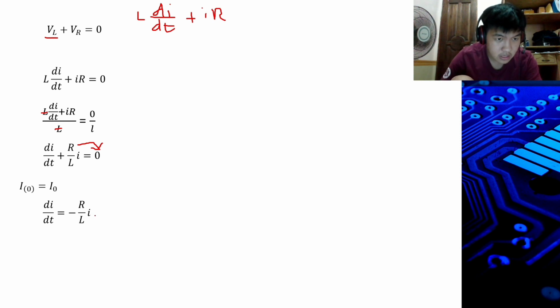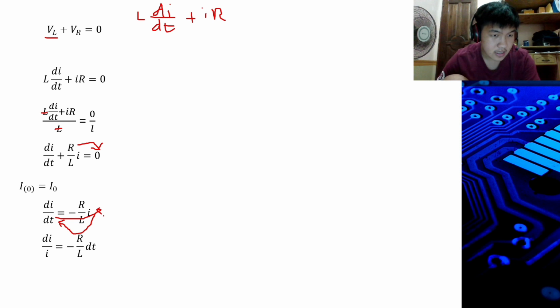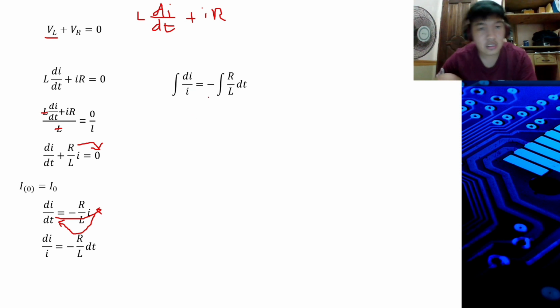where we transpose I and cross multiply dt, and get di over I is equal to negative R over L dt, which we can now integrate. So the integral of di over I is ln I, and the integral of negative R over L dt is as we did earlier. So ln I is equal to negative R over L of t plus C.